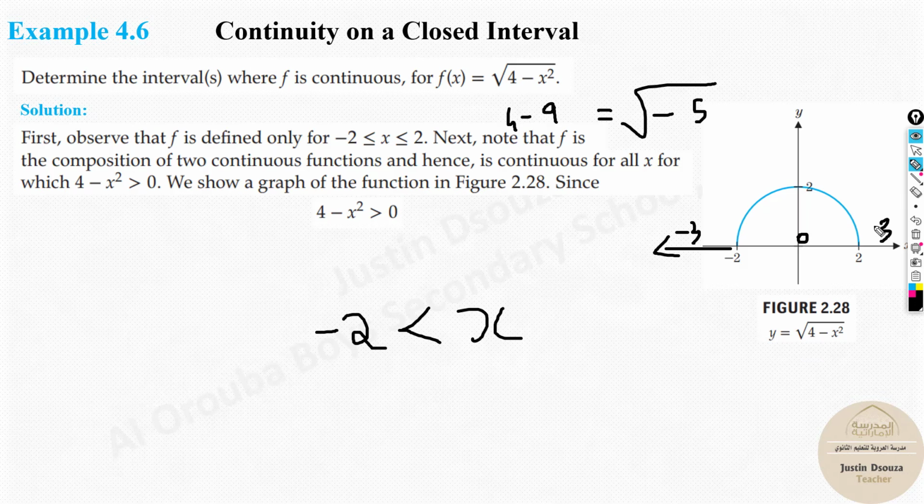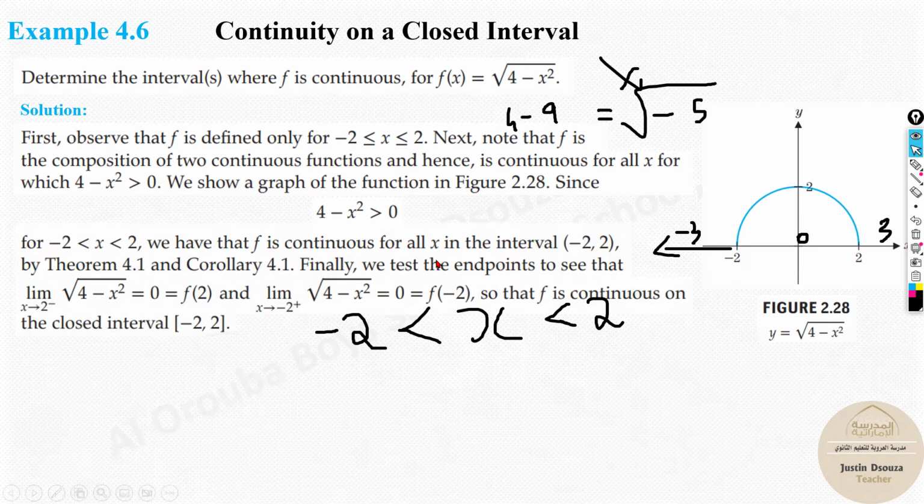But what about values more than 2? If you take 3, it will be the same thing. If you put 3 squared, it will be 9. 4 minus 9 will be wrong again. So it must be less than 2. Okay, so this is the limit we are going to get. That's the interval.